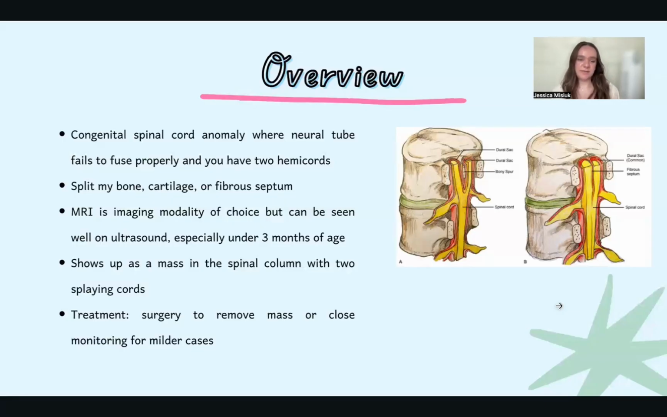The abnormality shows up as a mass in the spinal column with two splitting cords. Again, it could be bony or rigid. It could be fibrous, more flexible. Usually, the treatments include surgery to remove the mass or close monitoring for milder cases that don't present with as many symptoms, or just milder cases in general.